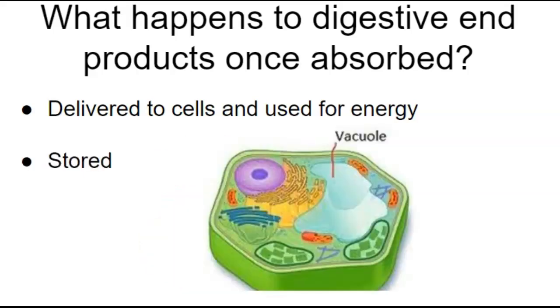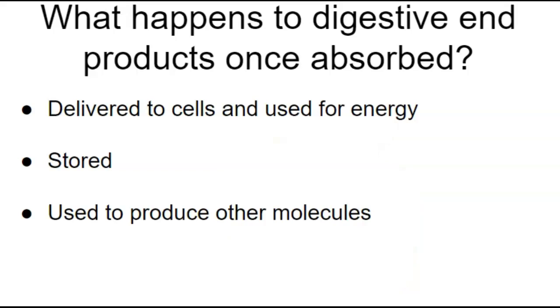But the proteins, carbs, fats can be delivered to cells used for energy. They could also be stored, like in the liver. I have a picture of a vacuole here. Remember, vacuoles store things in cells, but they could be stored in the body, right? We know that fat is stored for long-term energy later on. We know that complex carbohydrates are stored, so they could be stored. Or they could be used to make other molecules.